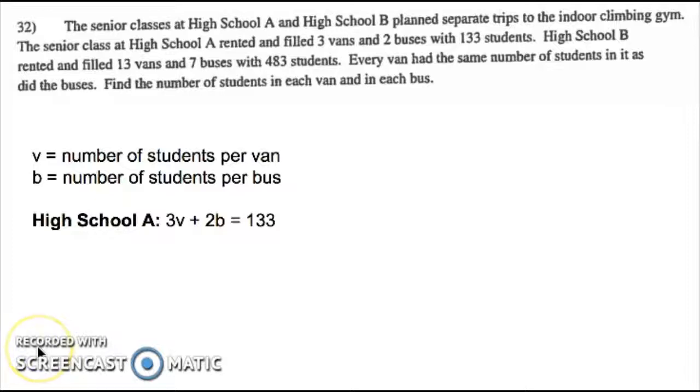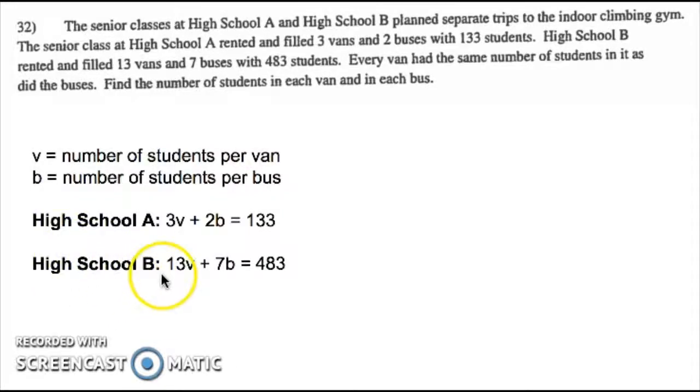High school B, we have 13 vans and 7 buses with a total of 483 students. So that would be 13V plus 7B equals 483. 13 times the number of students per van plus 7 times the number of students per bus. Okay, so now we're going to use that to find our system.